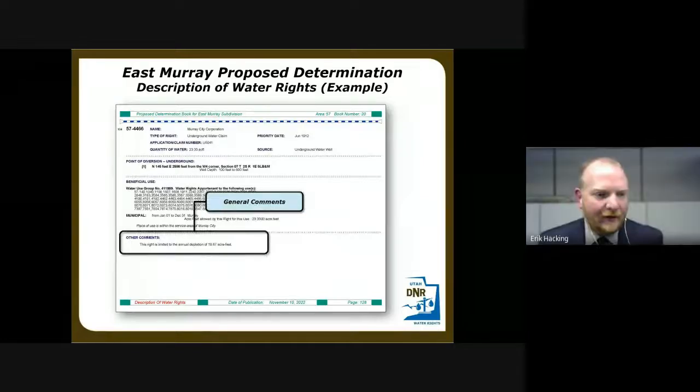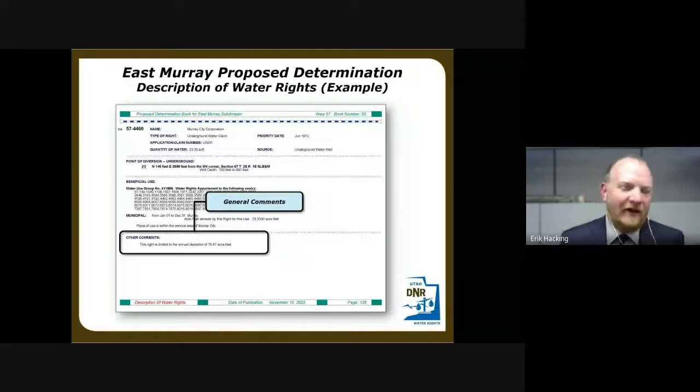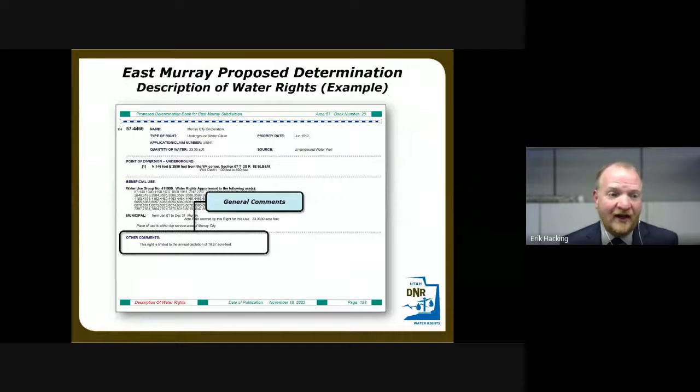Okay, so the general comments are just where we can put any information relevant to the right that doesn't fit anywhere else. So for example, with this one, this right is limited to an annual depletion of 18.87 acre feet. That's going to have to do with the specific history of this right, but it isn't immediately evident. So we have the other comments right here.